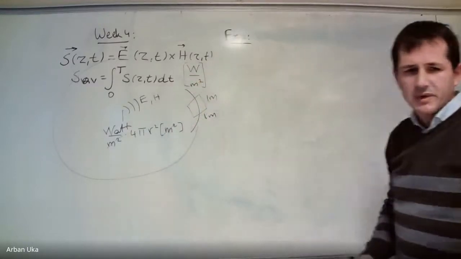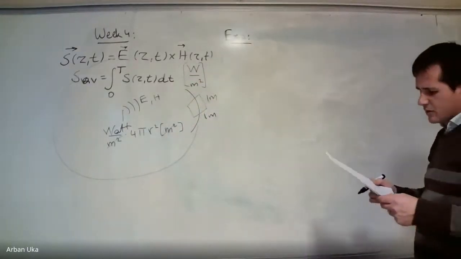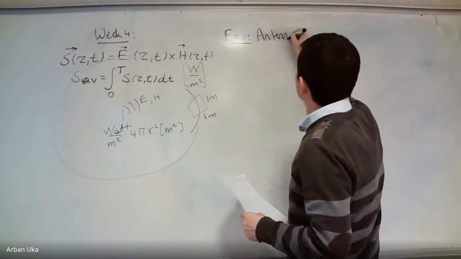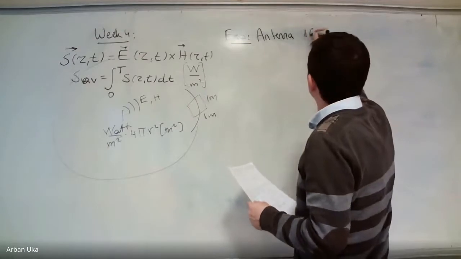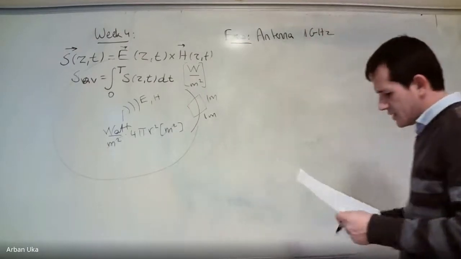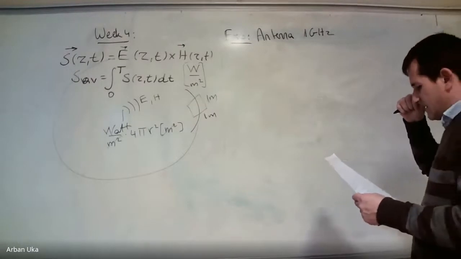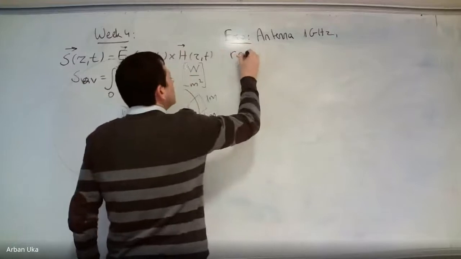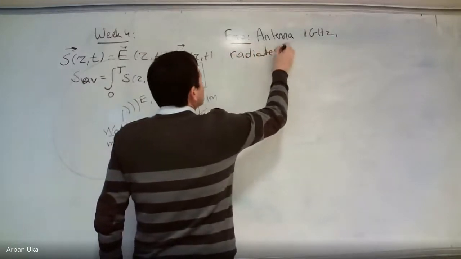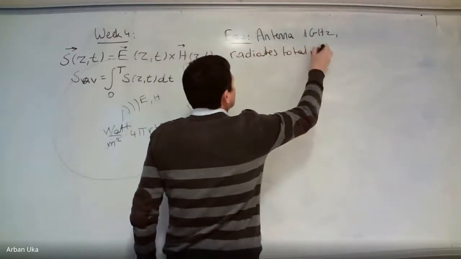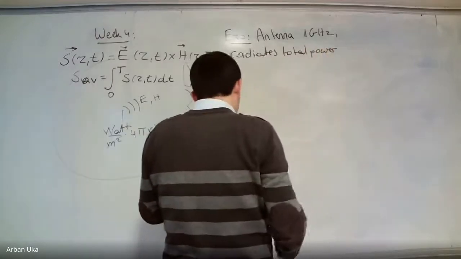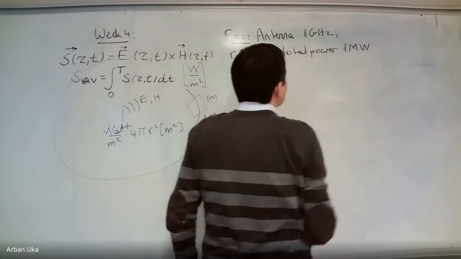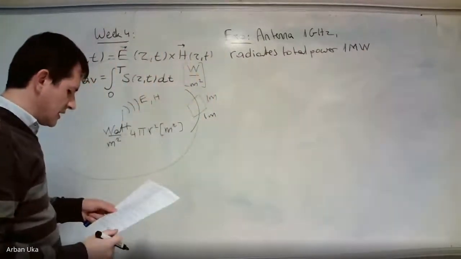So let's pick up this example. Let's assume that we have an antenna. It emits at 1 gigahertz, and it radiates a total power of around 1 megawatt. So this is the total power of this antenna.